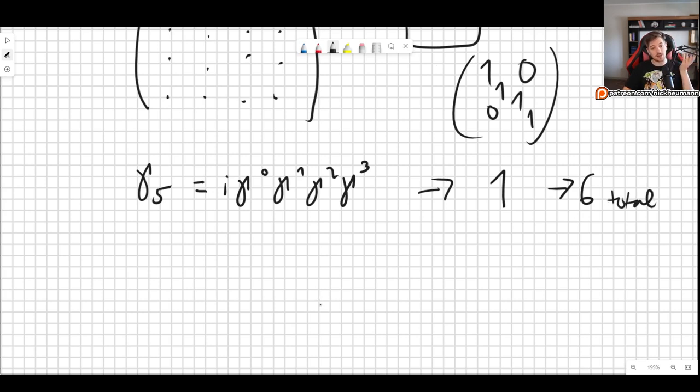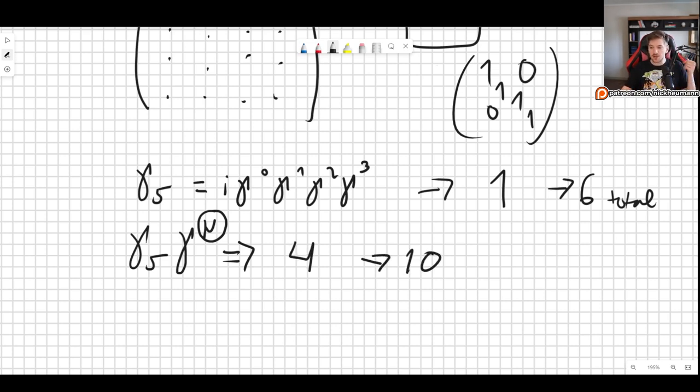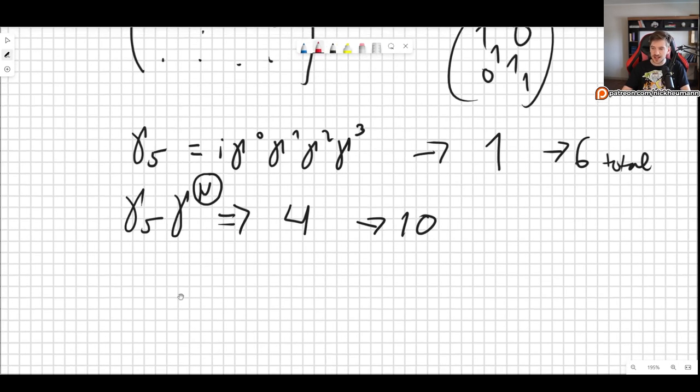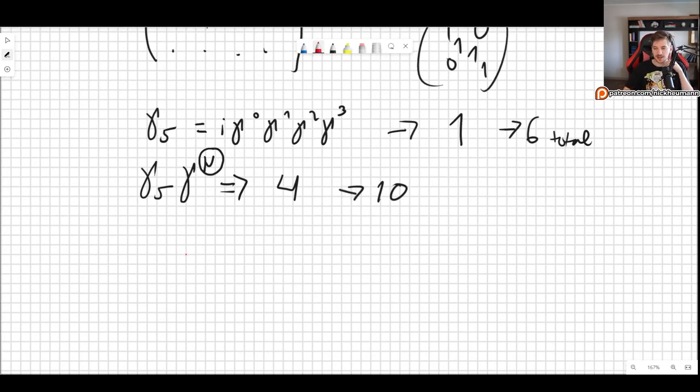So now there is another possibility. What we can do is take gamma 5 and multiply it by gamma mu. Okay, so when we do this, now we have four more, because there are four different mu's, right? 0, 1, 2, 3. So now we are totaling 10. Now, this does prompt a question, and it's also a nice opportunity for us to practice a little bit. What is the connection between gamma 5 and the gamma mu's? Do they commute or anti-commute, right?